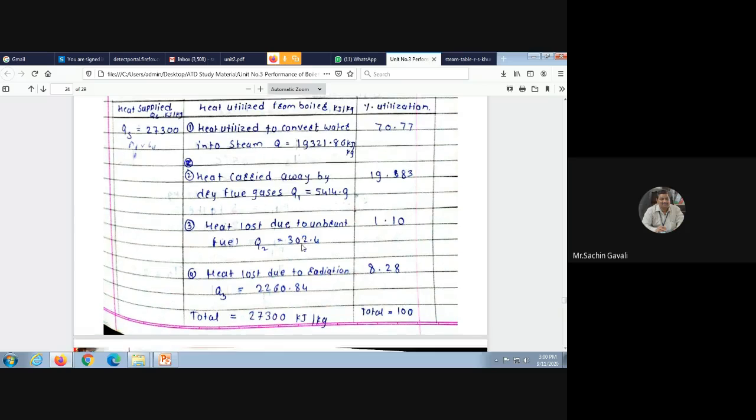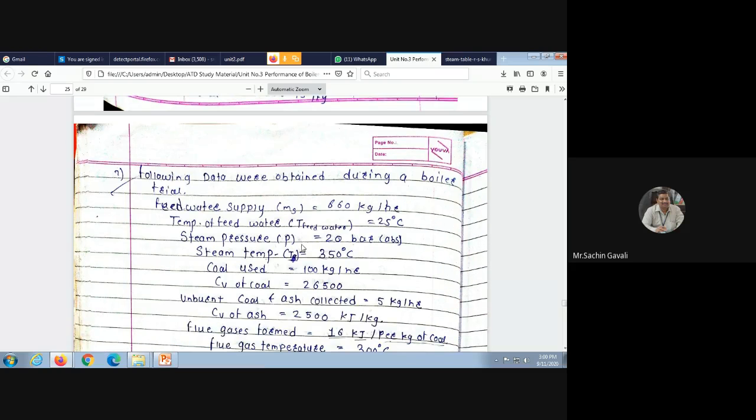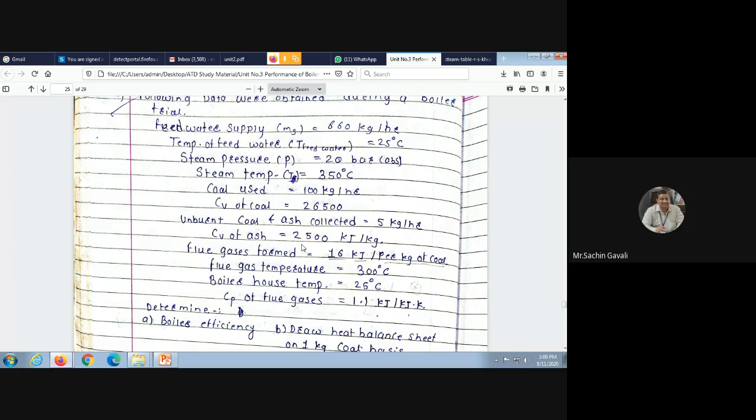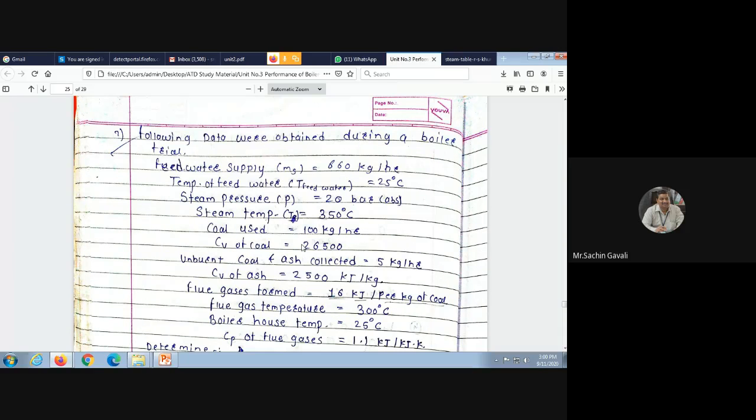ओके, पुढचं न्यूमेरिकल घ्या. हे न्यूमेरिकल सगळ्यांनी लिहून ठेवा आणि होमवर्क करा. तर फॉलोइंग डाटा सगळेजण लिहिताय की नाही. Following data were obtained during a boiler trial. Feed water supply 660 kg per hour, temperature of feed water, steam pressure 20 bar, steam temperature 350.